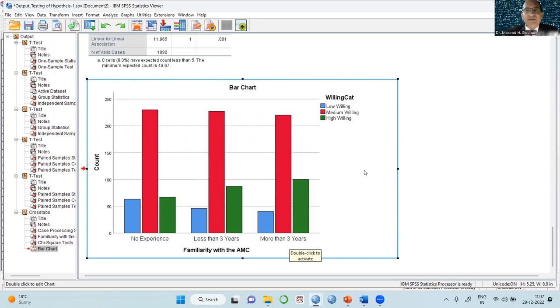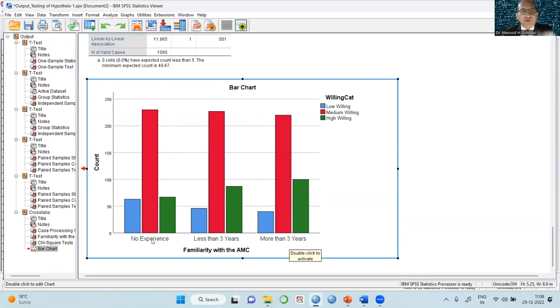So we can say that with increase of familiarity, it appears that the willingness increases, means they are actually related. And we will be examining this through the test statistics that we have discussed. So again, I'm repeating this for the green bar.